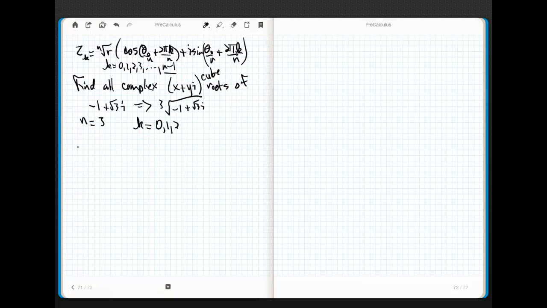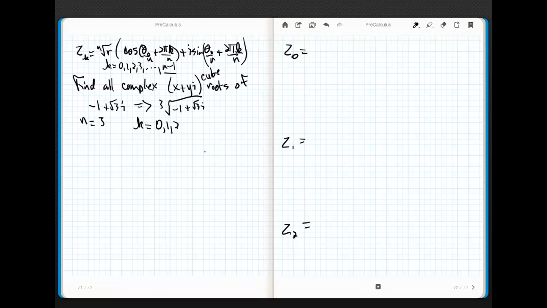What we're going to end up with is a z sub 0. That's going to be our first complex root. I'm going to give myself a little bit more room, so let me put those on the other page. We're going to have a z sub 0, a z sub 1, and then a z sub 2. And remember, since it's a cube root, I need 3 roots.